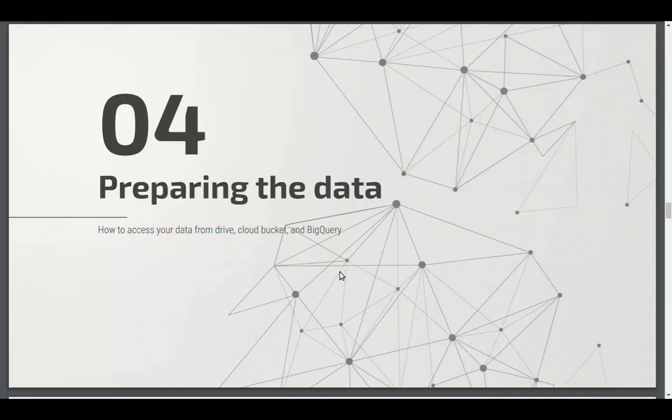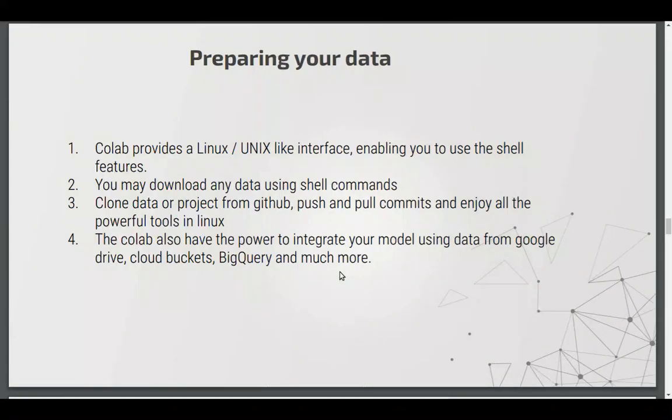BigQuery is a big tool which can be used in data warehousing and processing great data which contains millions of rows and GBs of data. While preparing your data, the most important feature that Colab provides is a Linux or Unix-like interface where you may download any data using shell commands like wget or curl. You are also provided with features for cloning your data from GitHub. You may push and pull anytime and enjoy all those powerful tools that are provided by Linux.